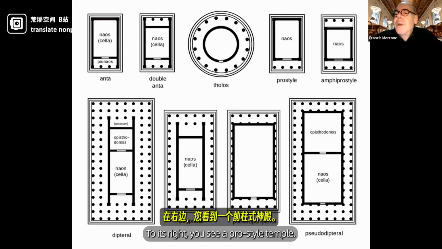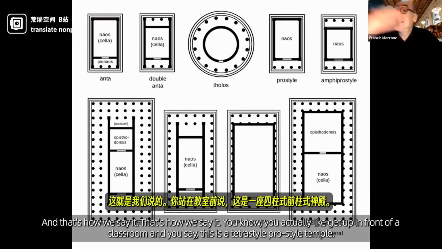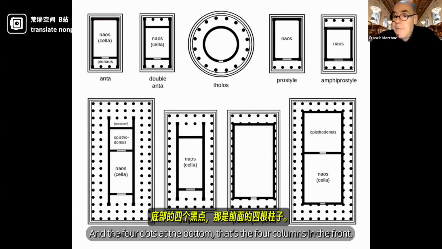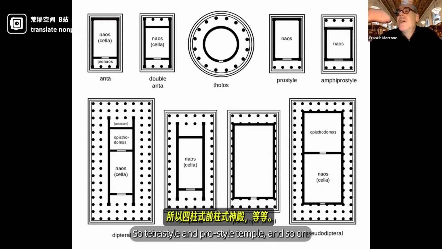To its right, you see a prostyle temple. And because there are 4 columns in the front, that's actually a tetrastyle prostyle temple, and that's how we say it. You know, you actually get up in front of a classroom and you say, this is a tetrastyle prostyle temple. And you have the 4 dots at the bottom, that's the 4 columns in the front. And then to the right of that, 4 columns on the bottom, 4 columns on the top, meaning front and back. So tetrastyle, amphiprostyle temple, and so on.